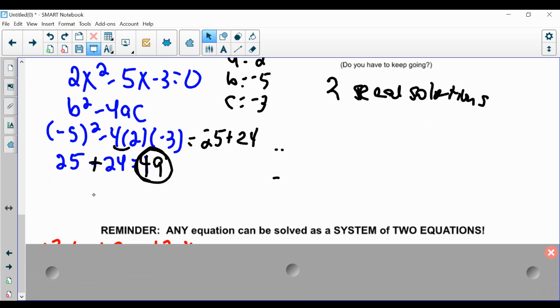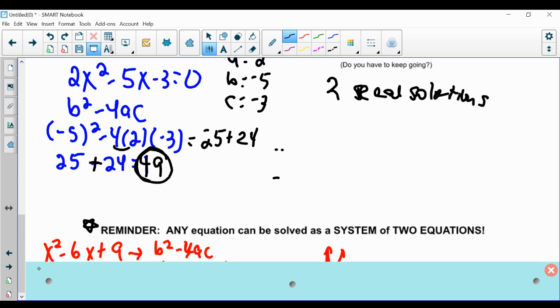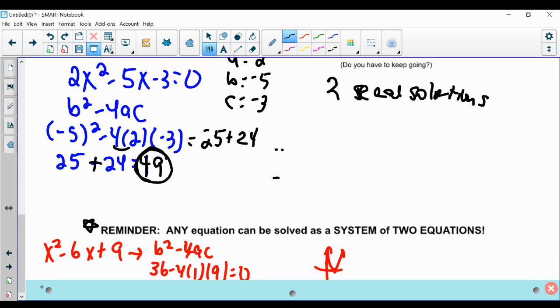Reminder from the beginning of the year, anything can be solved as a system of two equations. So remember, we can always use Desmos to help us find those roots. It will give us decimals. It will not give us the exact rational numbers or irrational numbers. So we have to be careful of that.